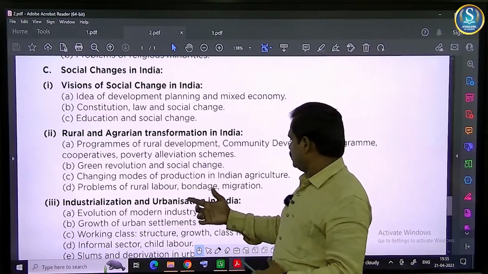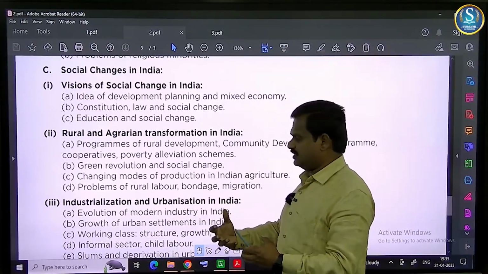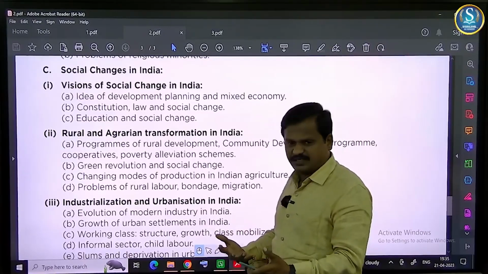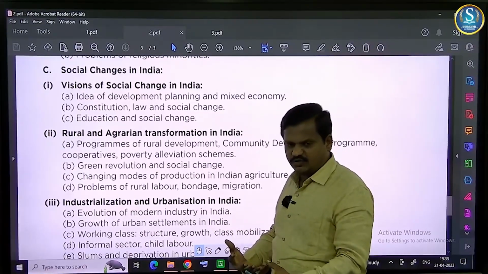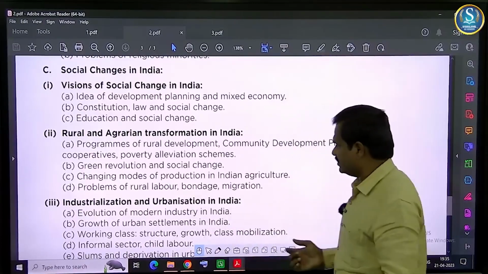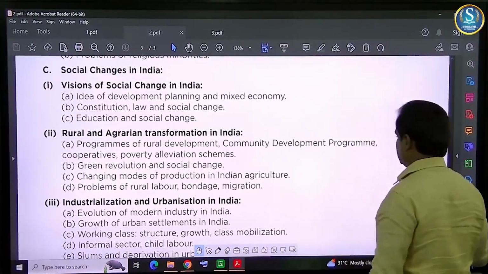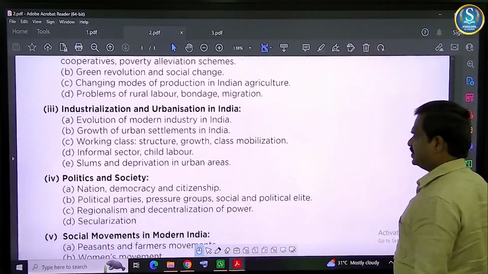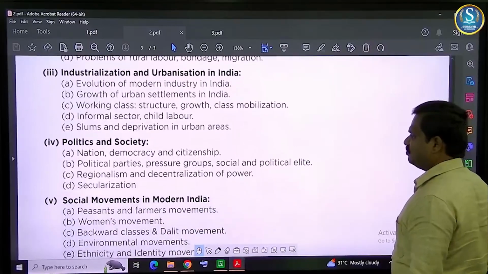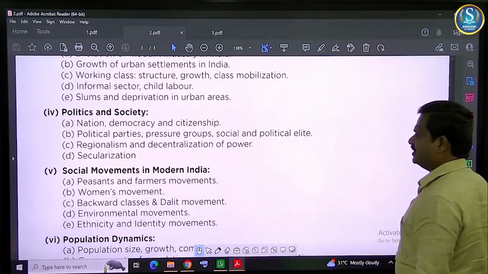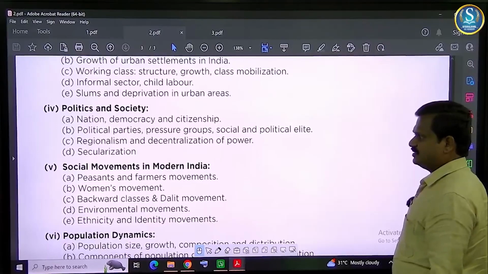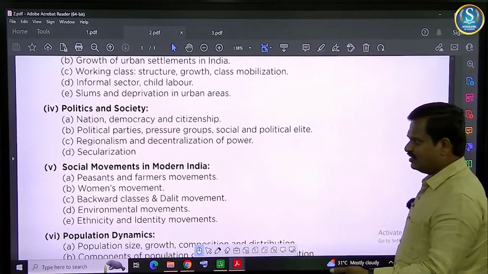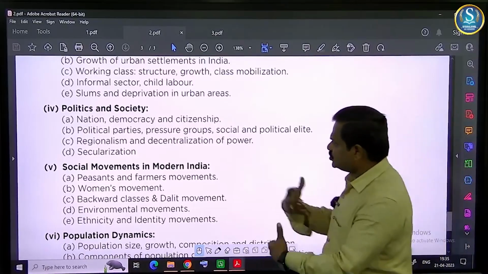Right? So, we are changing the society through industrialization. We are changing the society through urbanization. We are changing the society through population policies. Look at this. Through industry, we wanted to change society. Through urbanization, we wanted to change society. Through politics, we wanted to change society. How through politics? Democracy. Through democracy, you wanted to change society or not? Similarly, through movements, you wanted to change society.